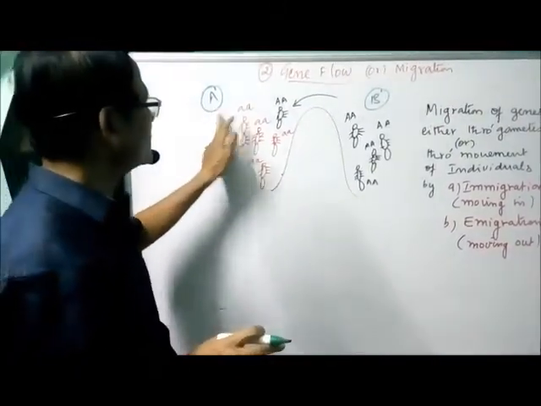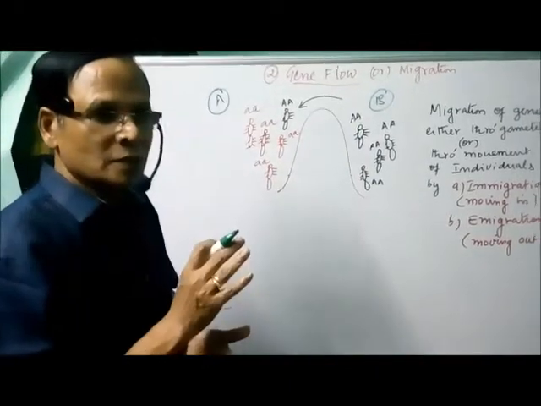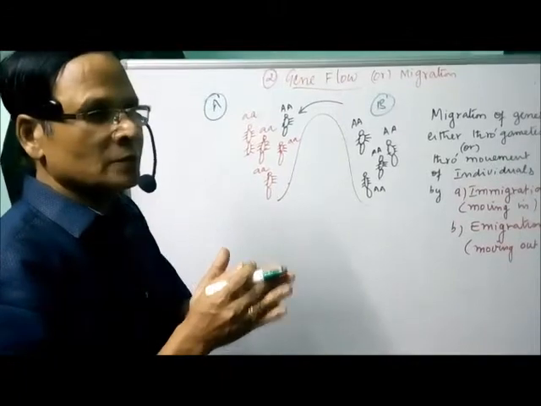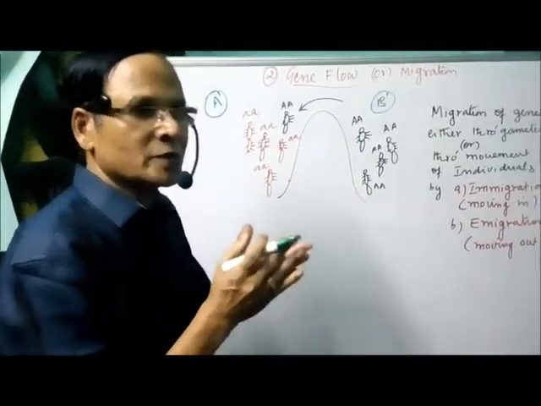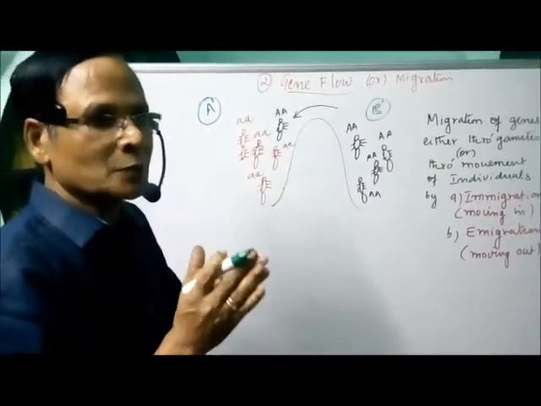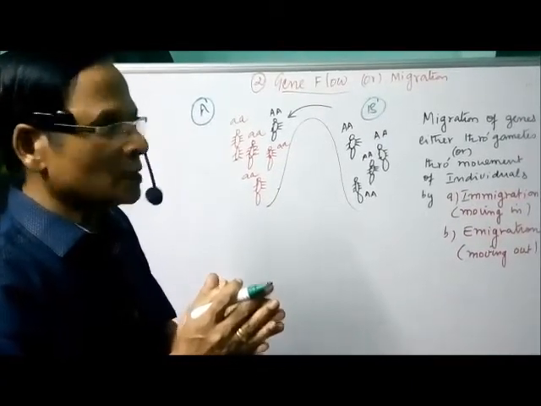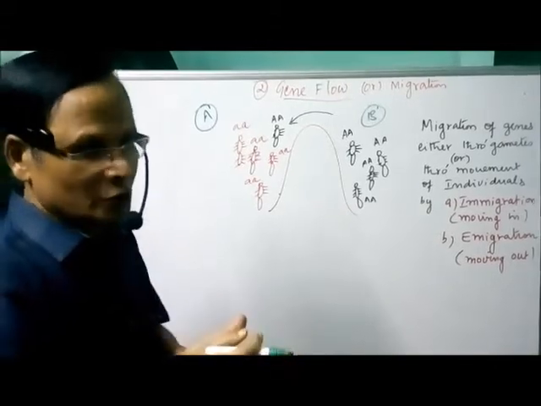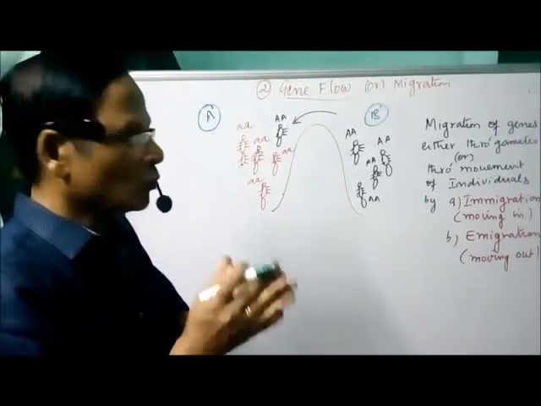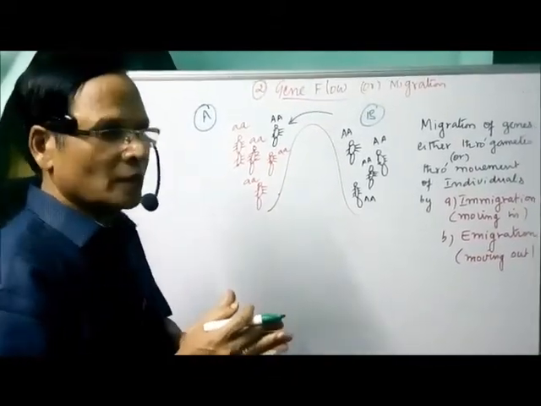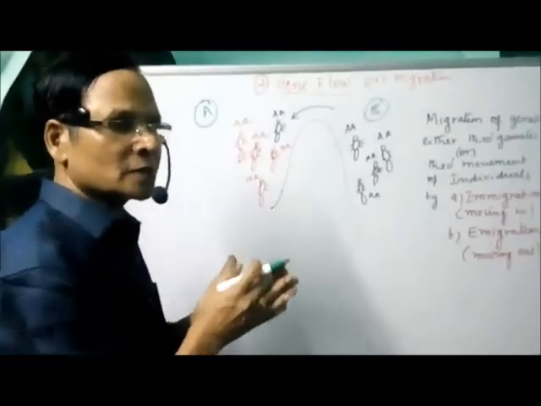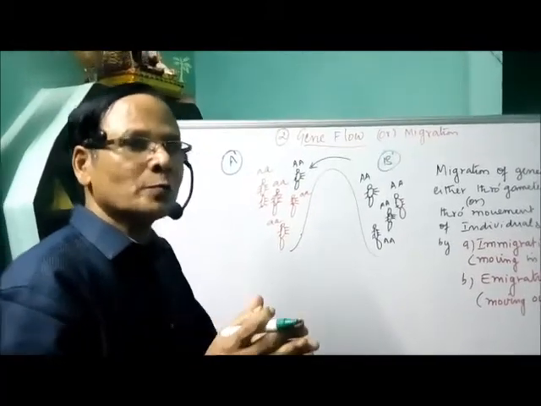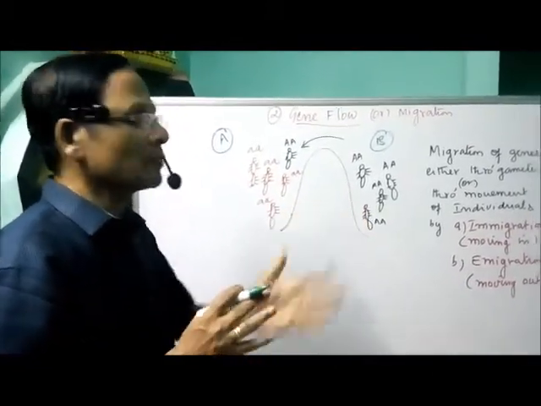I am taking population A and population B. Genes are not migrating, but the carriers, for example the gametes, by means of interbreeding, by means of reproduction between 2 populations, transfer the genes. Or it happens because of the movement of individuals as a whole from one population to another. If an individual enters into one population, that is called immigration, moving in. If an individual moves away from the population, then it is called emigration.